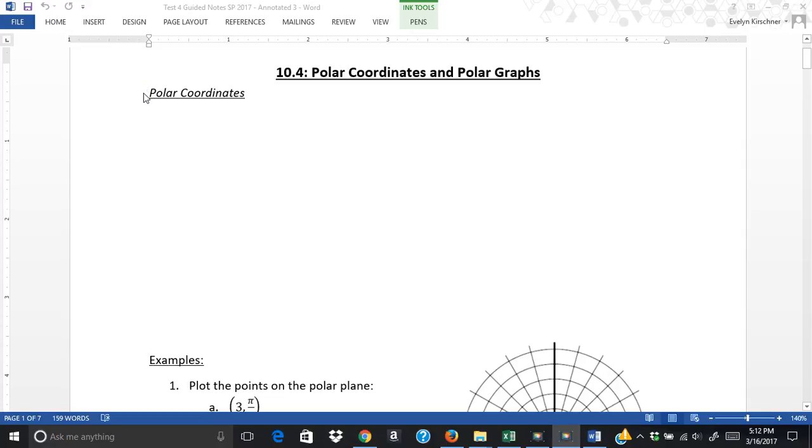When we plot points as xy, which is what we're used to, these points are called rectangular coordinates. They're in the xy plane, which is like a rectangle. We're now going to learn about polar coordinates. This is when we plot a point in the polar plane. And a polar coordinate consists of a radius and an angle.